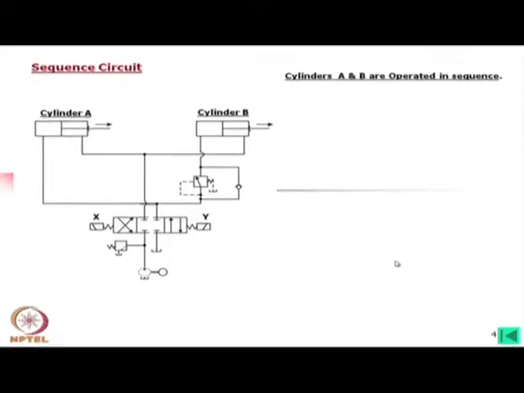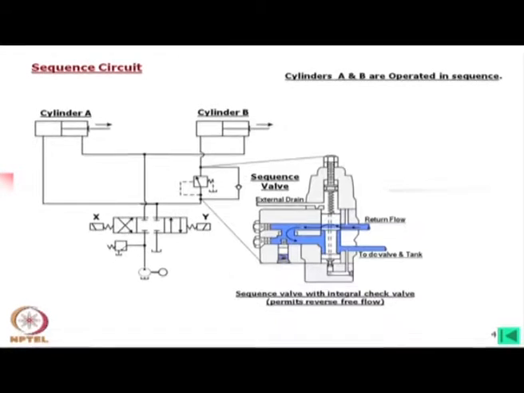Now, cylinders A and B are operated in sequence. We need to operate them in sequence, either cylinder A first or cylinder B. In this case, actually cylinder A first and then cylinder B. This means that if they are of equal size, there will definitely be some pressure difference for operations. Okay. So, what we do, we use a sequence valve here. Again, it is, principle-wise, more or less the same as that of the pressure relief valve.